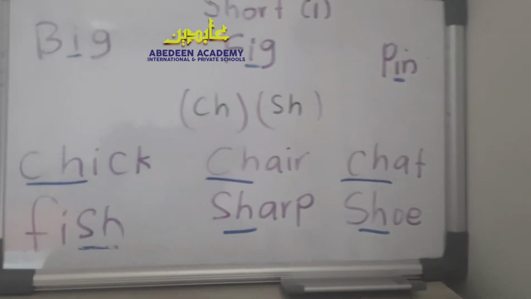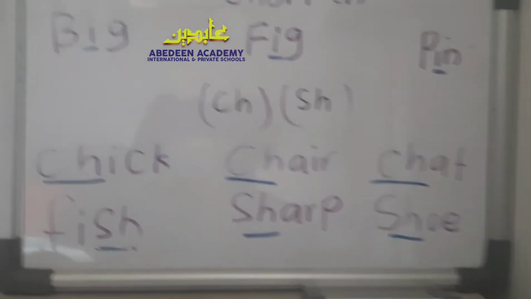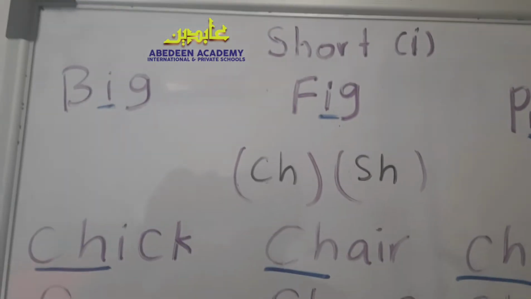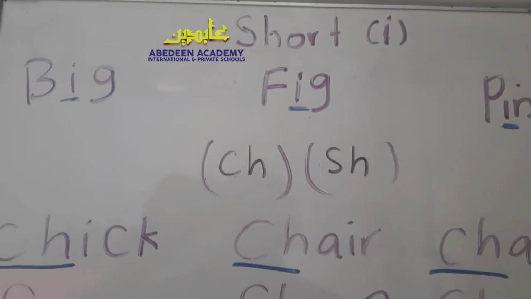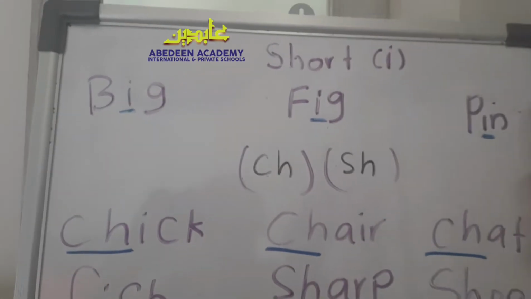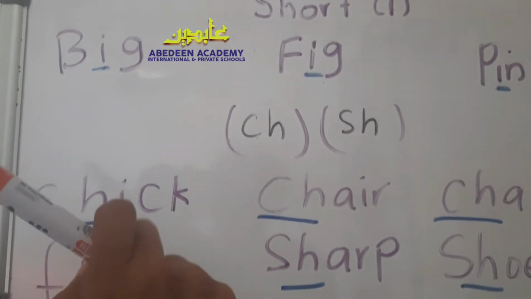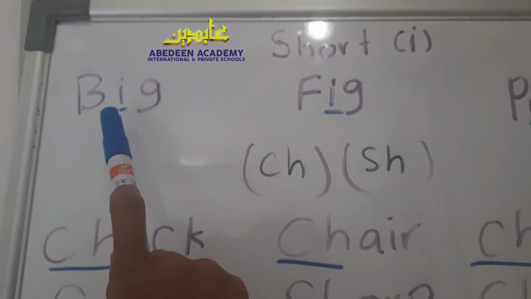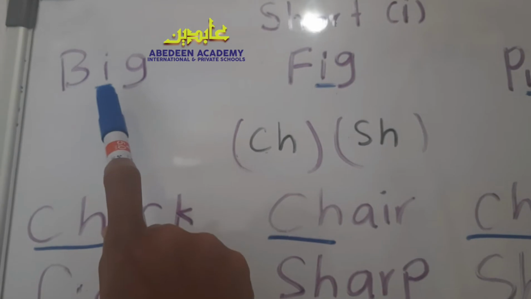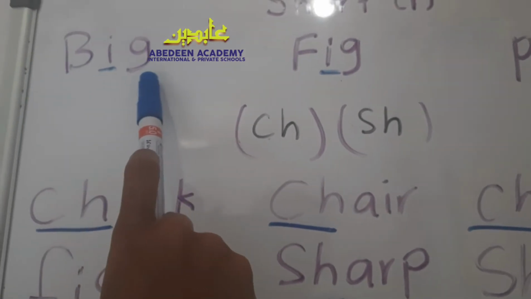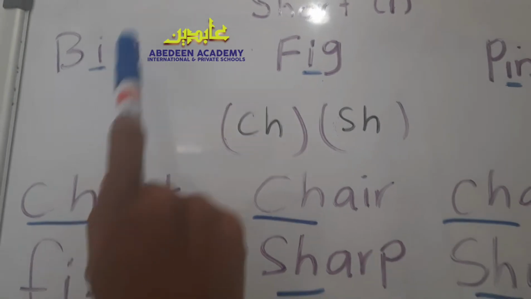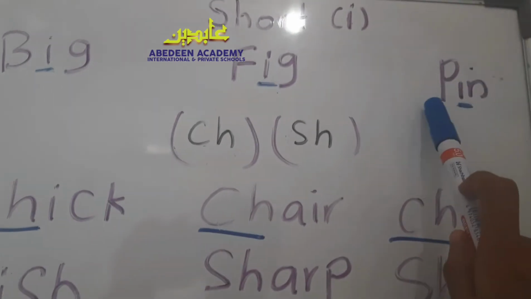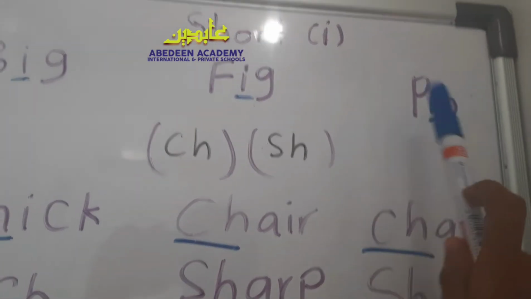So today we are learning about listening and reading, right? So we start with the short I. I'm very sure that you can still watch the video from teacher Nada about short I. But here I just want to give you a little bit of reminder, just to refresh your mind, right? The sound of I will be E. Okay, so let's try. Big, big, big. Fig, fig, fig. Pin, pin, pin. Very good.